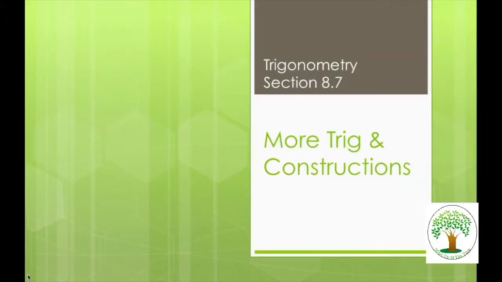All right, so we're doing trigonometry. Doing section 8.7. This is the last section of this chapter. We're going to continue with the trigonometry, which is your sine, cosine, and tangent stuff, and we're doing a little more trig stuff, some more sine, cosine, and tangent, and we're going to do some constructions today.